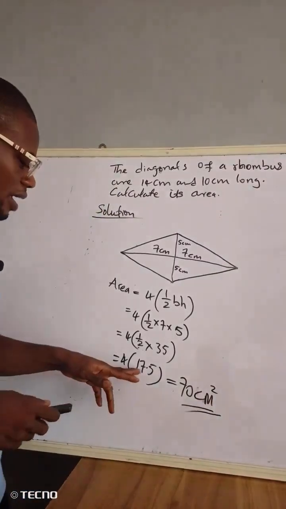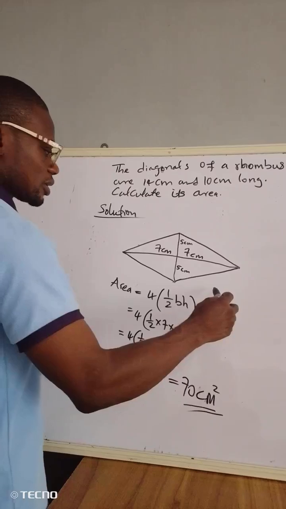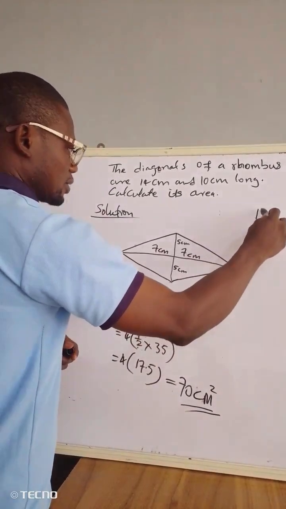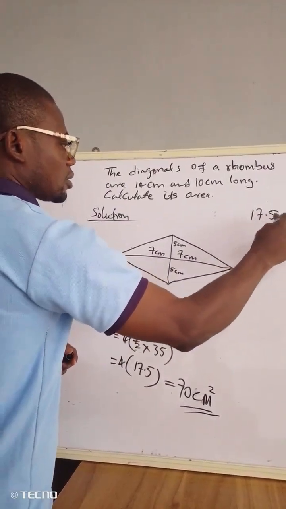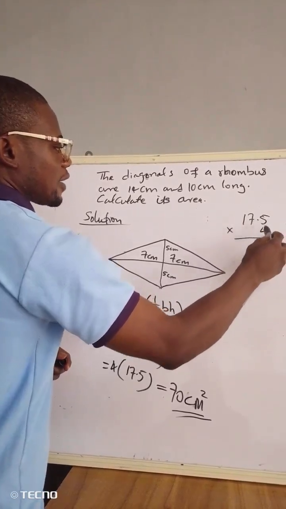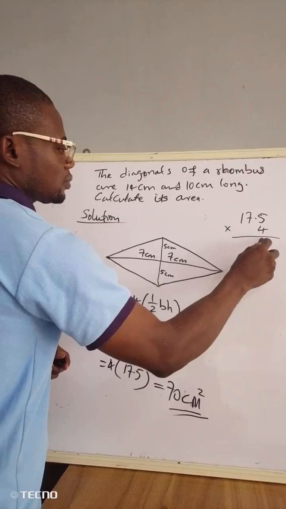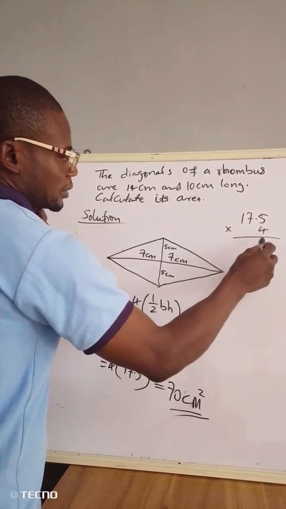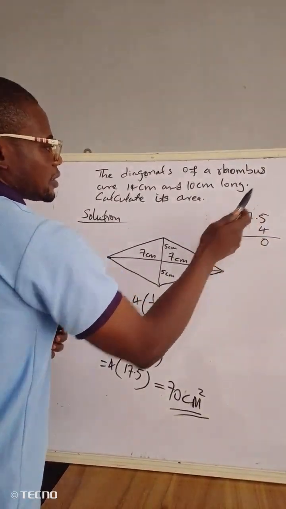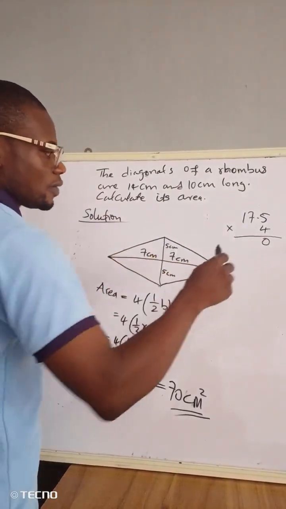And you might wonder why I got this so easily. With a calculator, you can get it. Just say 17.5 multiplied by 4. 4 times 5 is 20, I need to write 0 and keep 2. 4 times 7 is 28, 28 plus the 2 I kept will give you 30.